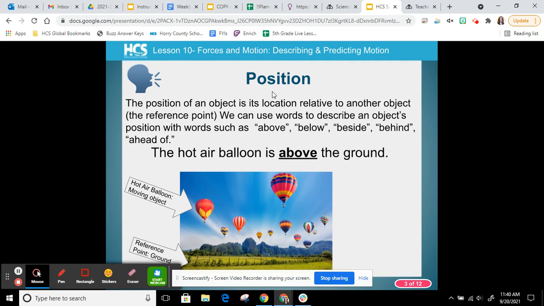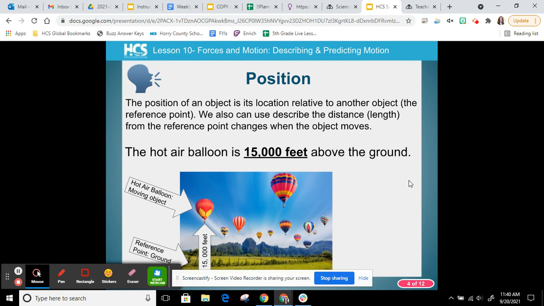So you've got position here. It goes over some key words that help describe position, such as above, below, beside, behind, ahead of. And it gives you an example with a picture. Position can also describe distance from a reference point. So it has an example of what that looks like with a picture as well.